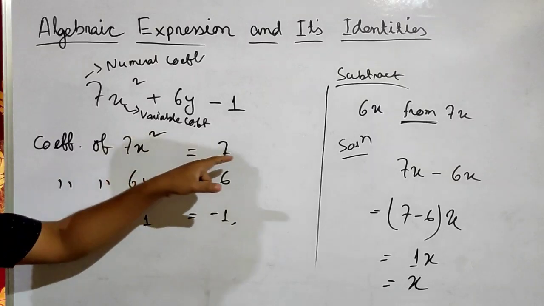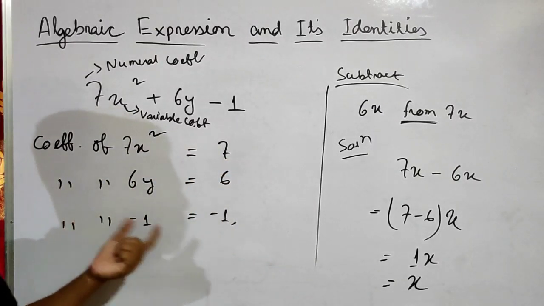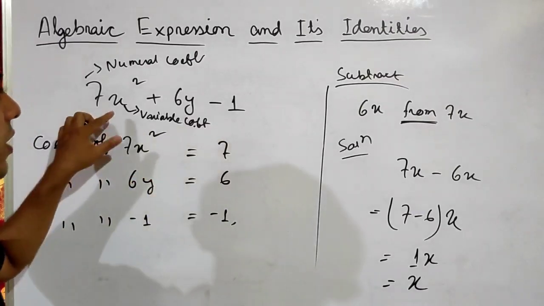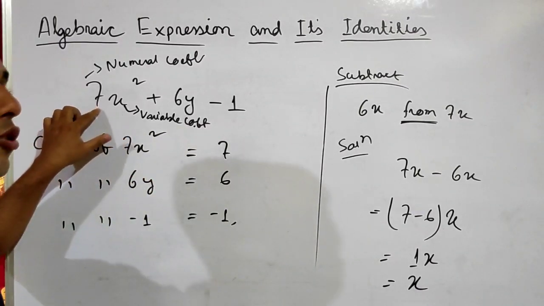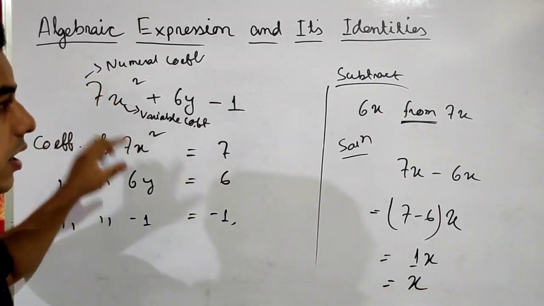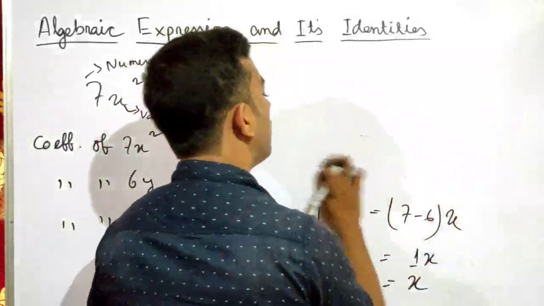Coefficient of 7x square is 7. Coefficient of 6y is 6. Coefficient of minus 1 is minus 1, isn't it? Now, if it is asked what is the coefficient of x square, your result will be 7. And what is the coefficient of 7? Your result will be x square. Okay.